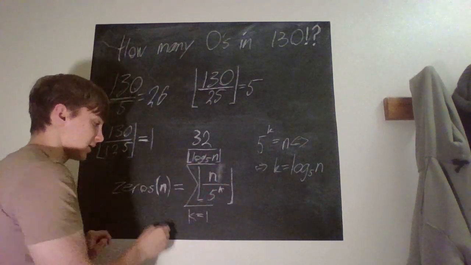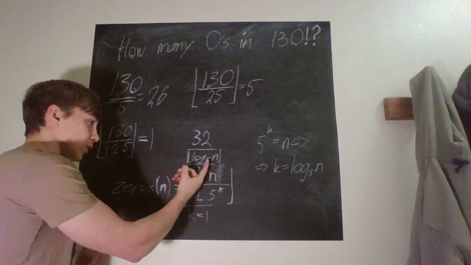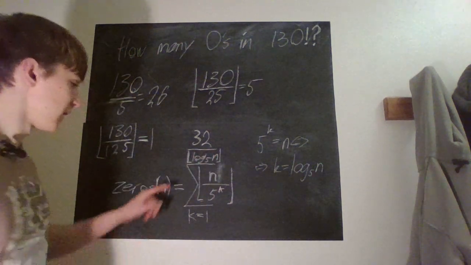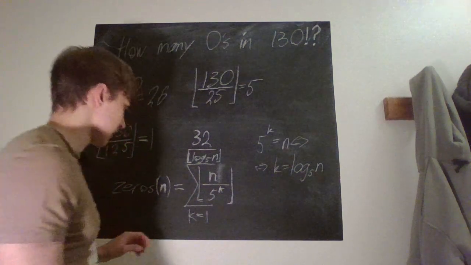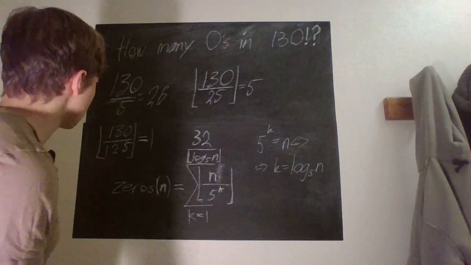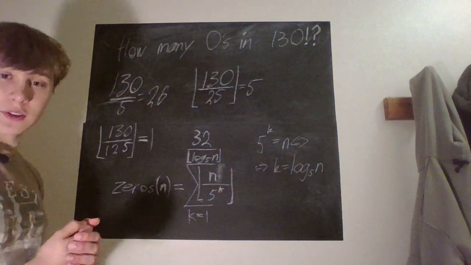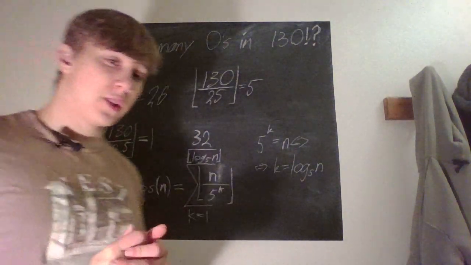And yes, the sum from 1 to the floor of log base 5 of n of the floor of n over 5 to the power of k. So that would be our function for finding how many zeros there are in a number factorial. So yeah, that was everything for me.